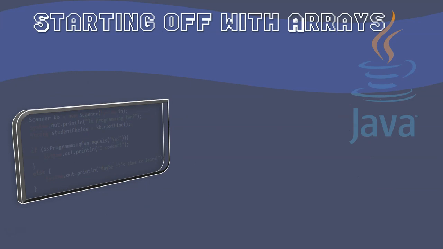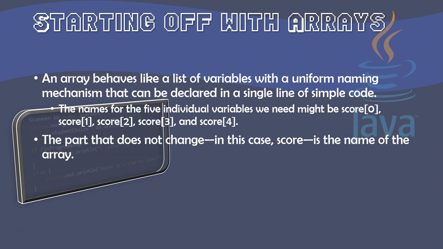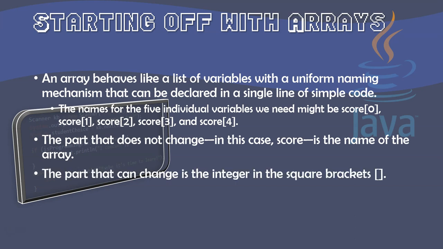So when we start looking at how we can use these arrays, the way to think about it is like a list of variables with a uniform naming mechanism that can be declared in a single line of code. The names for the 5 individual variables might be like score 0, score 1, score 2, score 3, and score 4. Now the part that does not change, in this case score, is the name of the array. The part that can change is the integer or the value that we have in the square brackets.